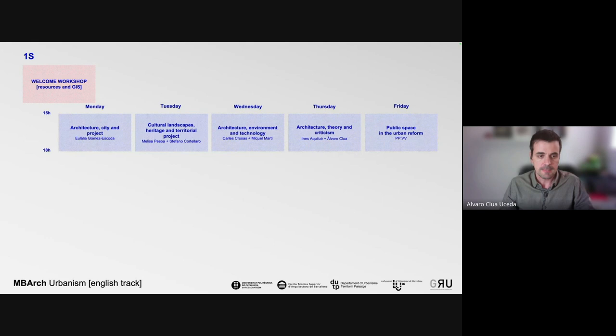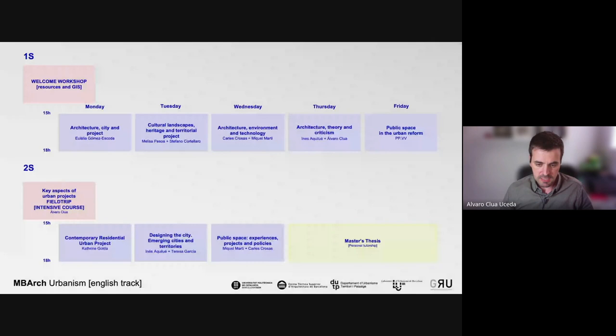Okay. In the second semester, which starts in February, we have a field trip that is linked to a course. We are working on a system of grants for the students so that you can really enjoy the trip as part of the master without a huge expense on your side. And we are having this intense field trip. Then we have 3 main subjects in the second semester: contemporary residential urban project, designing the city for emerging cities and territories, and public space experiences, projects, and policies.